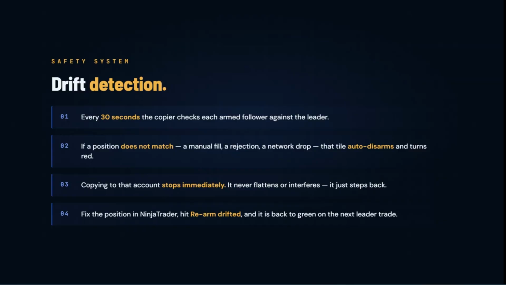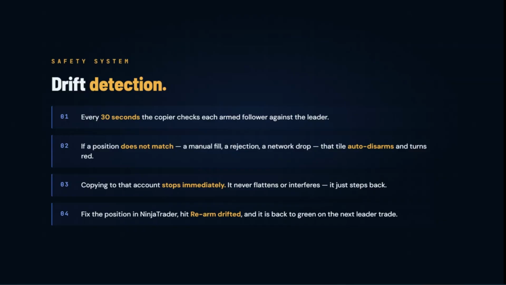Drift can happen for a few reasons: a manual trade placed directly on the follower account, a broker rejection that the copier did not catch, a network drop during a fill, a platform restart at the wrong moment. The system does not care why. It just stops copying when the picture stops adding up. Once you have manually resolved the drift, usually by closing the rogue position in NinjaTrader, click Rearm Drifted and the follower goes back to green. Trading resumes on the next leader trade.